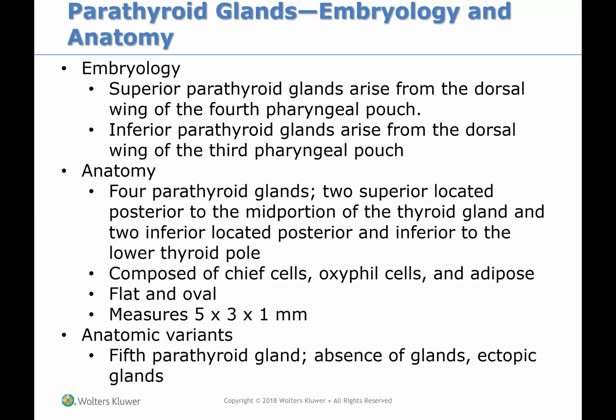They're composed of chief cells, oxyphil cells, and adipose. They're flat and oval, and get this, they measure only 5 by 3 by 1 millimeter. So if they are normal, on top of just being difficult to scan due to where they are, they're also so small. There could be a fifth parathyroid gland, absence of glands, or ectopic glands.